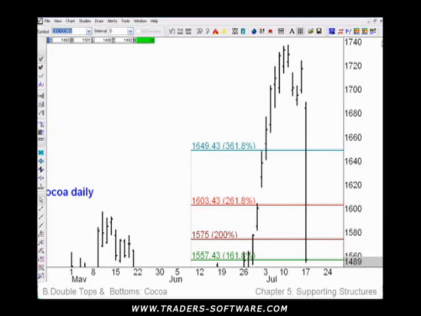So in this case, the double bottom should not be traded, should not be looked upon as a formation that can be shorted, even at the extreme extension of 2.618 or the super extreme extension of 3.618. This is simply not a tradable double bottom.